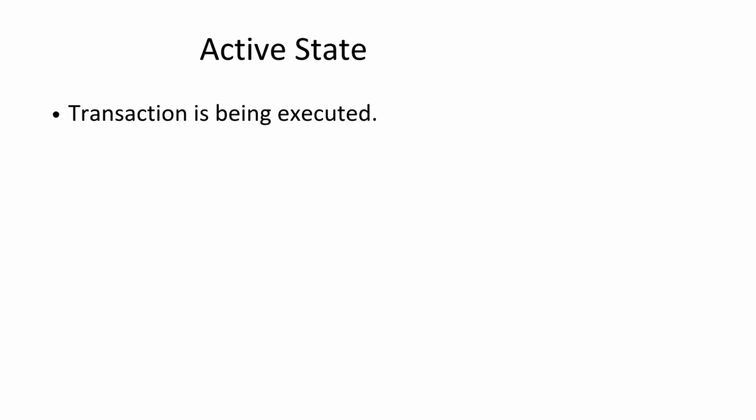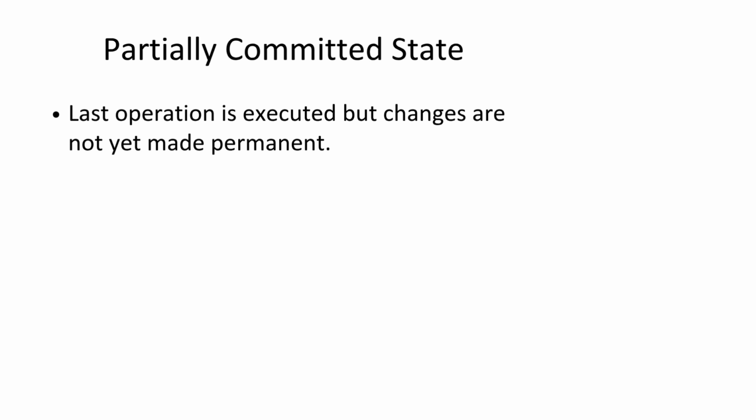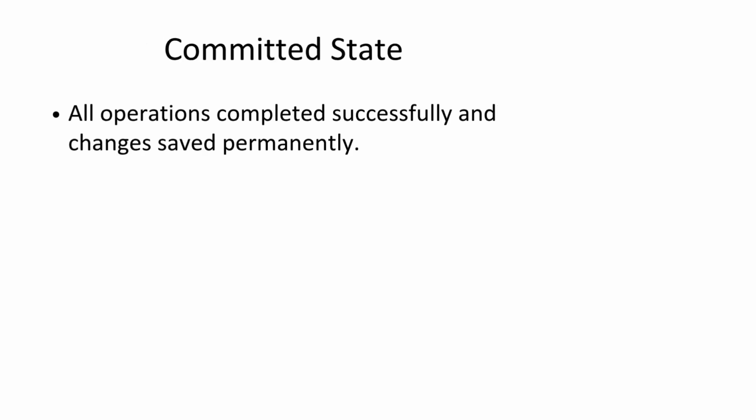Active state. In the active state, the transaction is executing its operations, reading, writing, or modifying data. It continues to be active until it either finishes or encounters a problem. Partially committed state. After the final operation is done, but before the changes are made permanent, the transaction is in the partially committed state. It is a brief period when the system is preparing to commit the transaction.